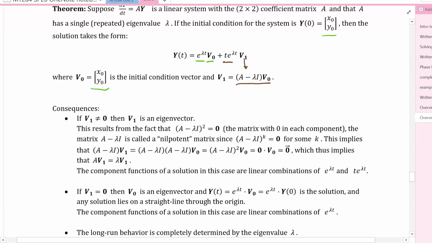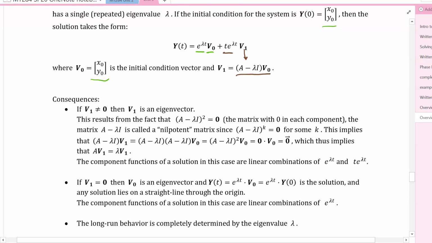All right, that's resulting from the fact that the matrix A minus lambda times the identity is what's called a nilpotent matrix, because if you square that matrix, multiply it by itself, you get the matrix with zeros in every component, and that in turn leads to showing that V1 is an eigenvector to the eigenvalue lambda. All right. Now, if that's the case, our component functions, notice what they're going to take the form of.